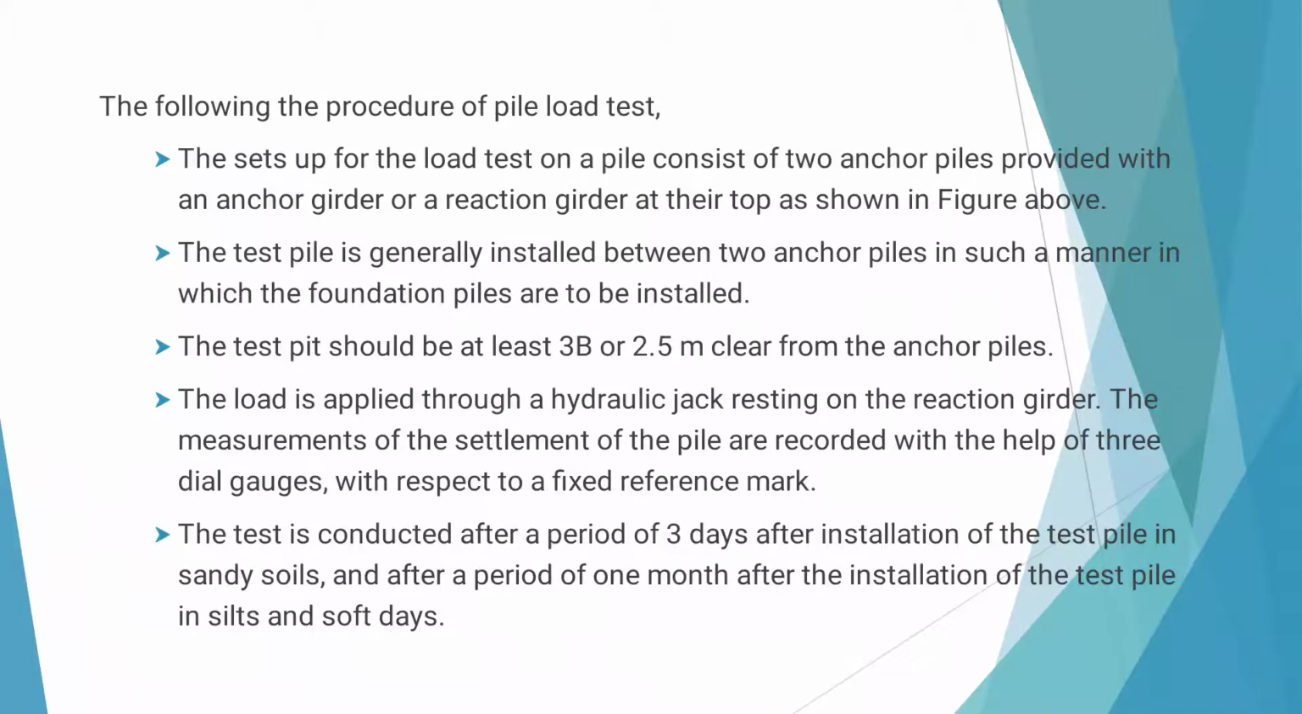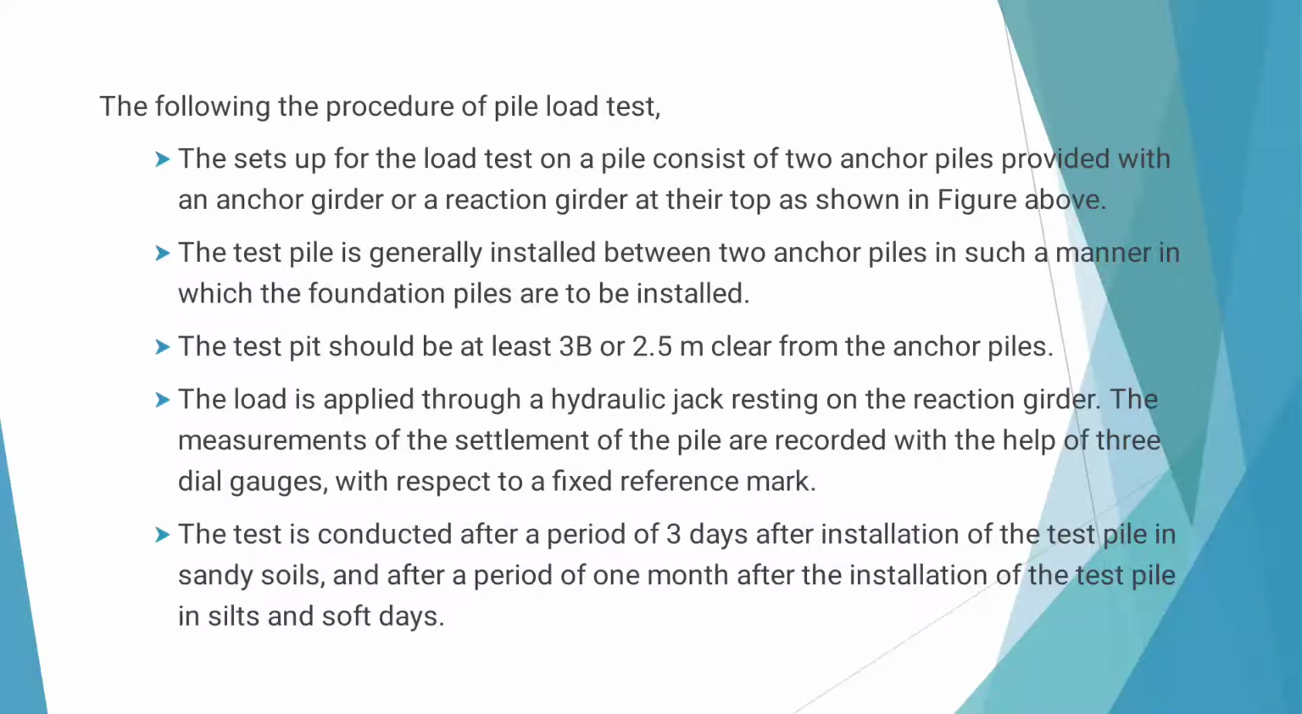So, following is the procedure. First, set up the load test on a pile consisting of two anchor piles. Above that, the loading platform is to be made. Here, the test pile should be at least 3B or 2.5 meter clear from the anchor pile, and the load is applied by hydraulic jack. Next, the settlements are recorded with 3 dial gauges, which are fixed with a reference mark.